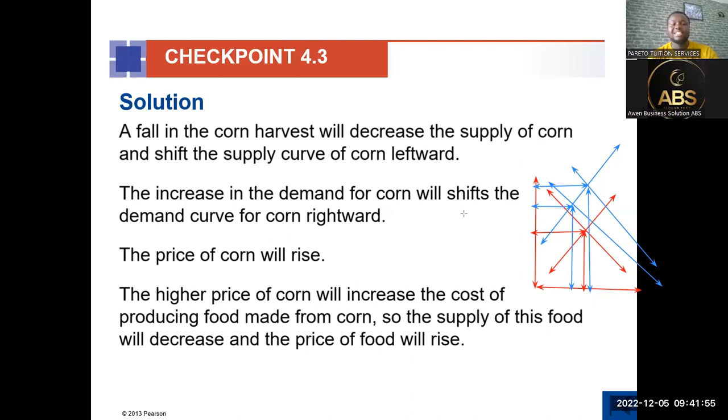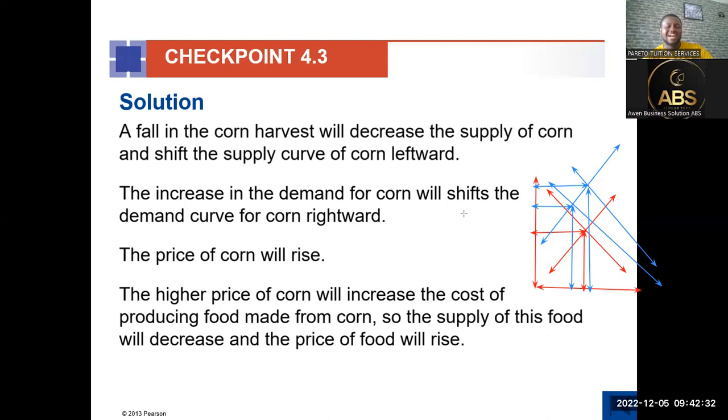So definitely because of the higher price of corn, any food that uses corn will see an increase in the cost of production because the price of corn has gone up. So if the cost of production has increased, what do we do? We just have to increase our prices. That's the reason why the food prices will go up. If we have to be more specific, it's going to be the food prices of foods containing corn, or foods that use corn.